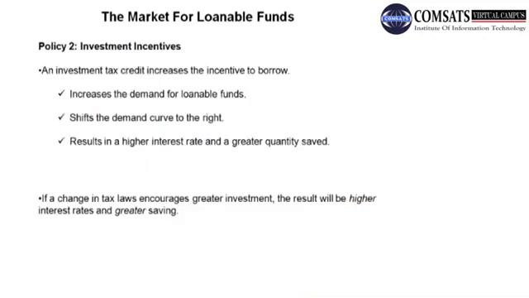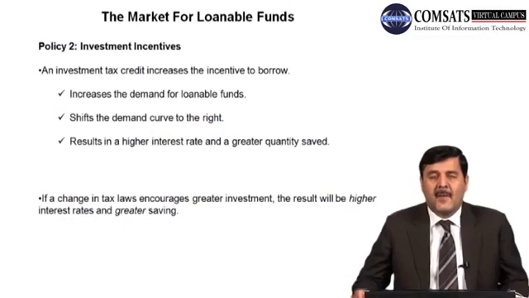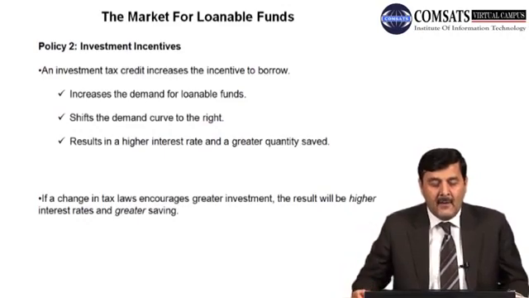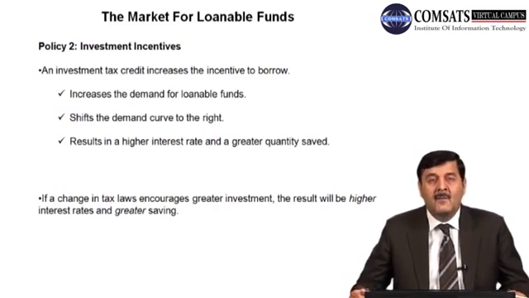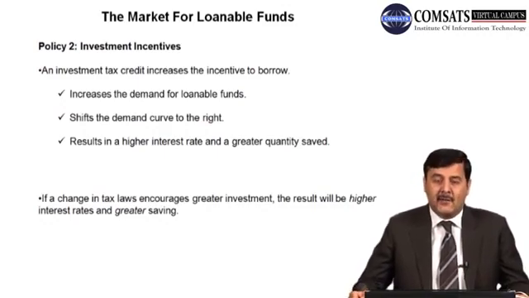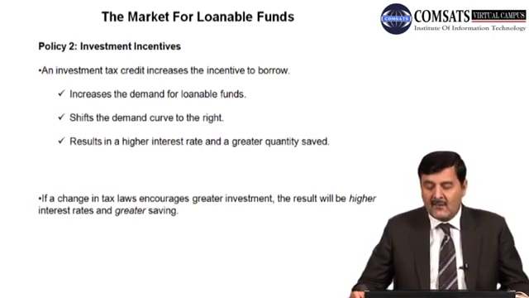Now we'll talk about the second policy of the government, policy 2. Now policy 2 is when the government provides investment incentive. पहले में हमने saving incentive की बात की. Now if the government provides investment incentive, an investment tax credit increases the incentive to borrow, right? So this will increase the demand for loanable funds, shift the demand curve to the right, and result in higher interest rate and greater quantity saved. So if a change in tax law encourages greater investment, the result will be higher interest rate and greater saving.